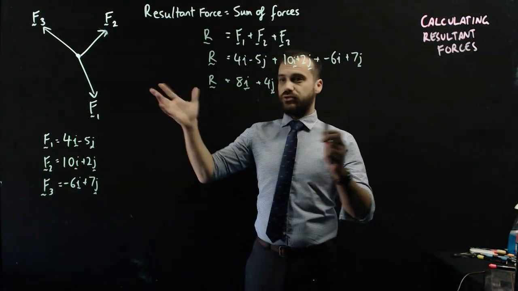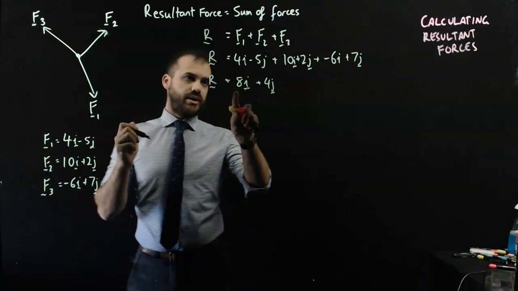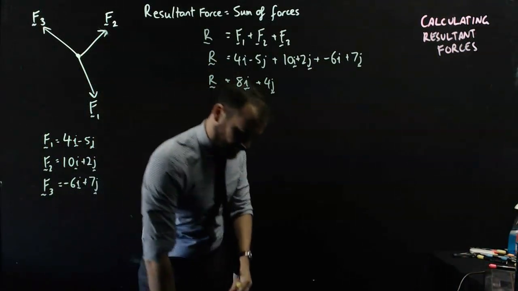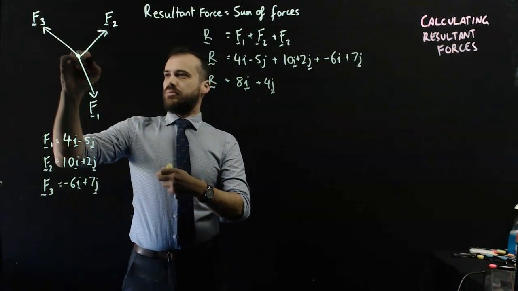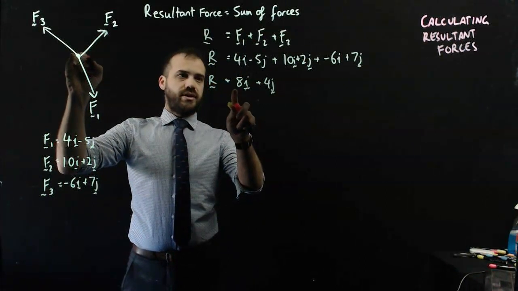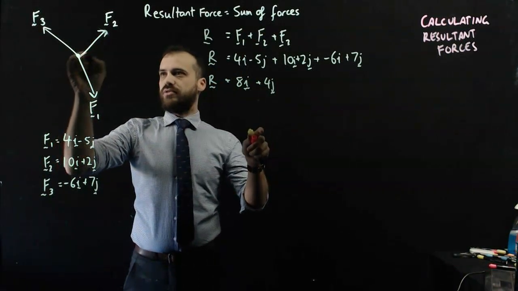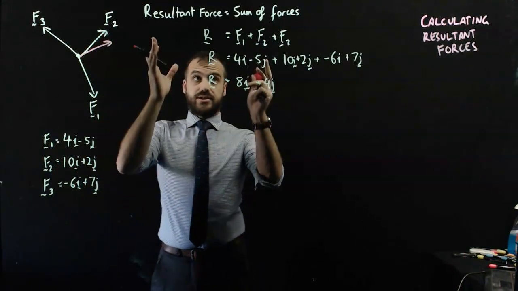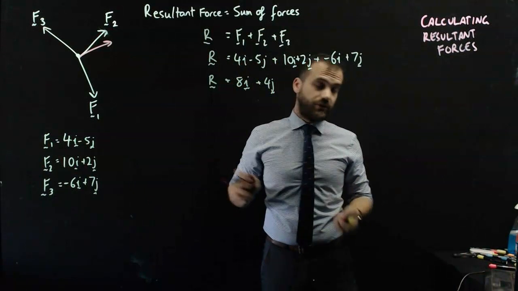I can now sort of draw that on my diagram somewhere. 8i, 8 across, 4. This isn't drawn to scale anyway, so I can't really draw it to scale. But it means that it's going to be moving across and across, so it's going to be moving in this direction somehow. Okay, so that is a resultant force. We just add up the forces.